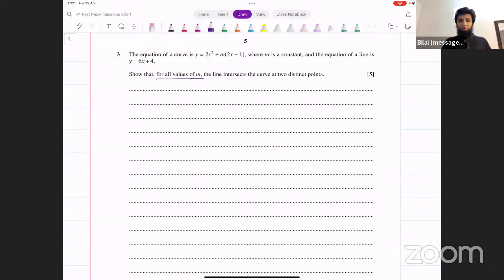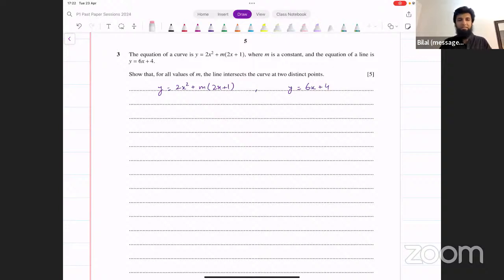Okay, now, what do we understand from that? We've got the equation of a curve. The equation of the curve looks like this: y equals 2x squared plus m into 2x plus 1. And equation of the line looks like this: y equals 6x plus 4. These are two functions that we got. We need to show that no matter what the value of m is, the line would always intersect this curve. Now, how can we do that?